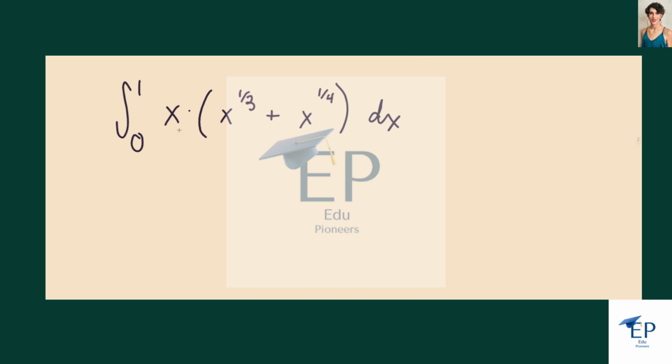And what I would have my students do is distribute this in. So now it is a polynomial. And just remember that when you're multiplying with the same base, you add the exponents. So that would be 4/3. And then this one would be to the 5/4 power.